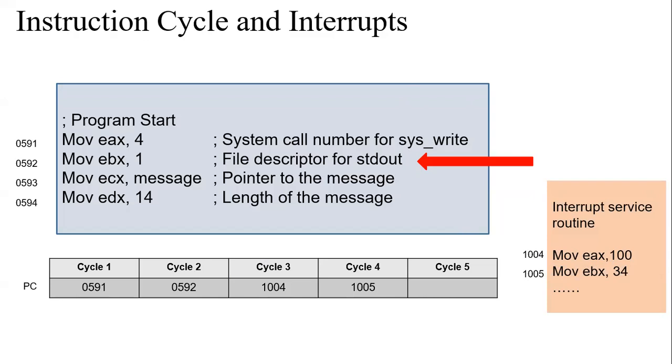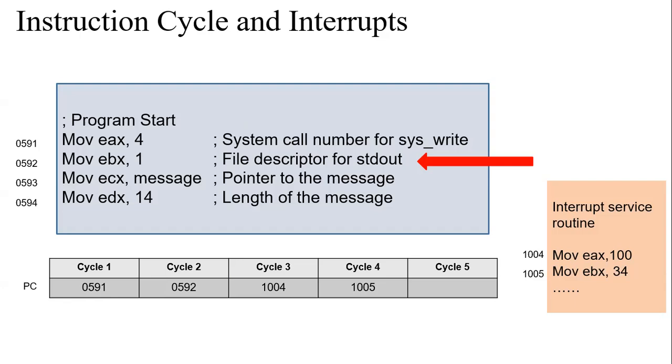Once you finish all the instructions of the interrupt service routine, it will get the program counter's value, which is already saved somewhere, and that value will be restored to the program counter. So that will be 0593, the next instruction, and it will come back and start executing from this particular instruction, and it will execute the current program until the end if there are no other interrupts. But if there are other interrupts, of course, it will jump into the interrupt service routine.